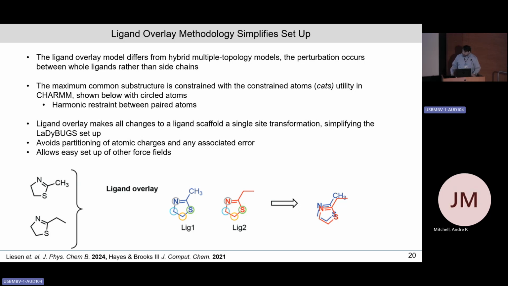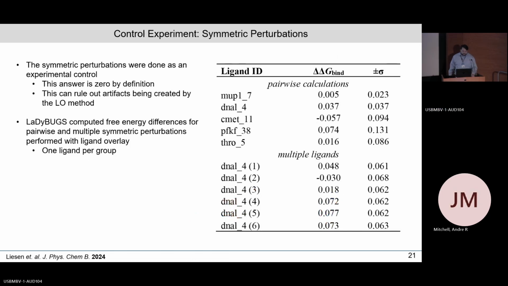But to make sure that putting this harmonic restraint on the ligands isn't causing any issues or artifacts that we don't know about, we did a sanity check and a control experiment where we did a series of symmetric perturbations, which are very nice because the answer by definition should be 0, and showing that it's 0 can rule out some of those artifacts being controlled by ligand overlay.